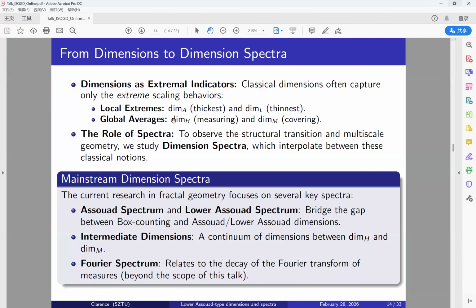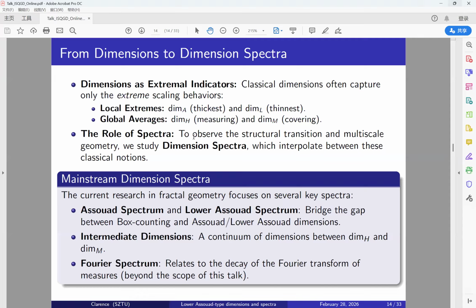We see that a dimension often captures only extreme scaling behavior. For example, in the local setting, the Assouad dimension gets the thickest part, and the lower dimension gets the thinnest part. For global averages, the Hausdorff dimension is dedicated to measuring properties, and the Minkowski or box dimension gives the covering properties. So the role of spectra is to observe the structural transitions in multi-scale geometry, and we study dimension spectra, which interpolate between these classical dimensions.